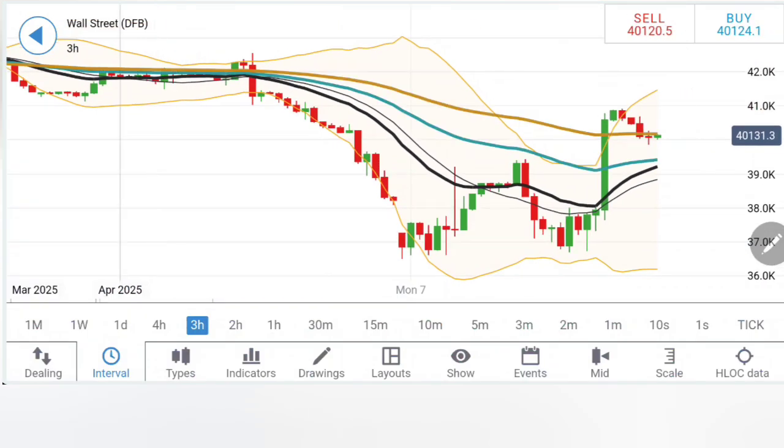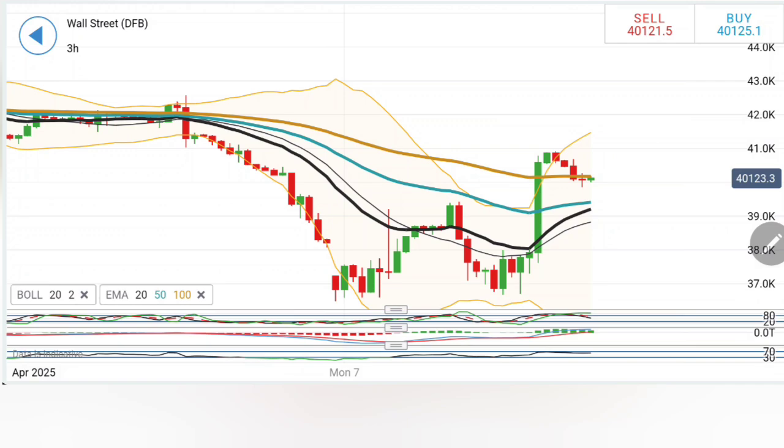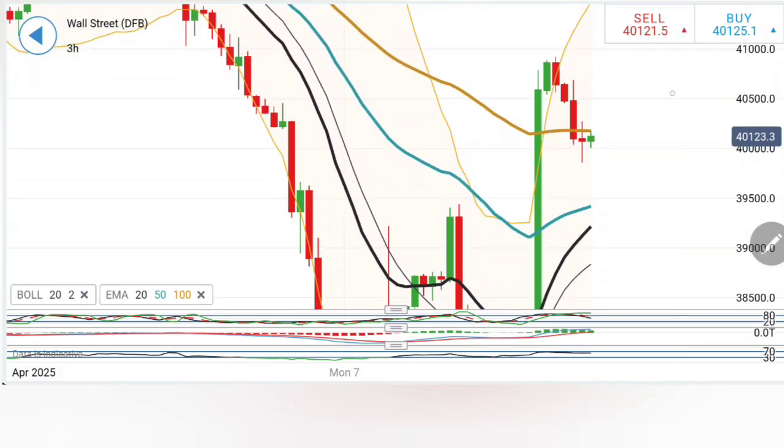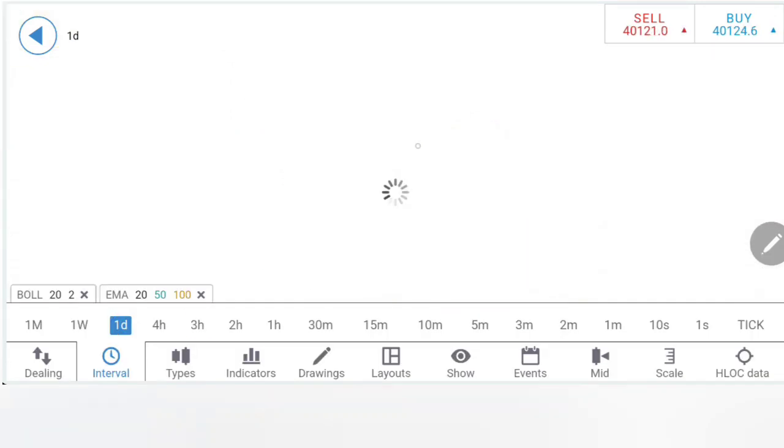On the 3 hour chart, you have similar observation here. It is a swing here. It can possibly bounce back. If it stays beyond 40,000, 250, 300, it can give you enormous rise.